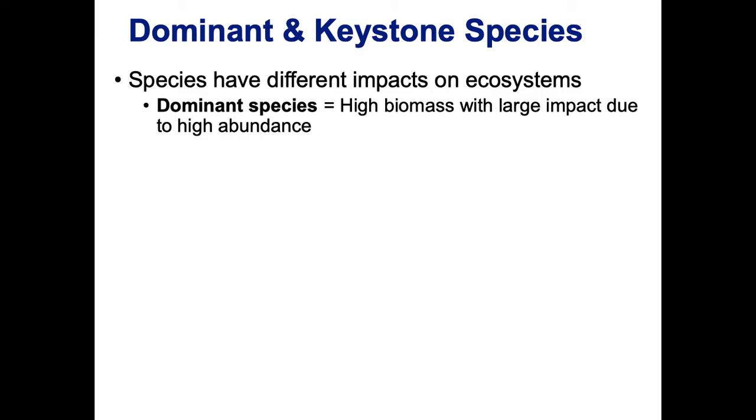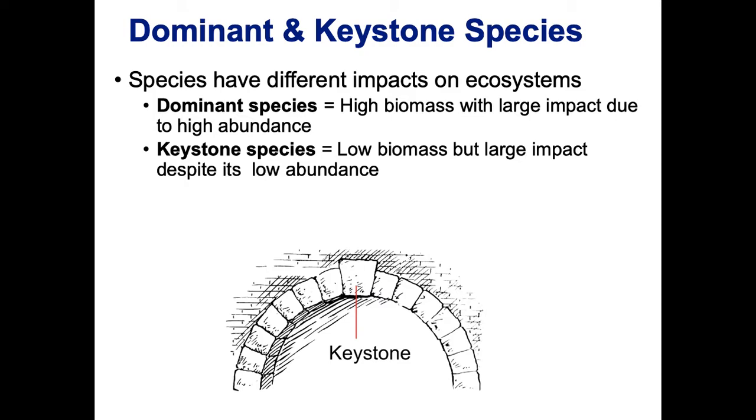This is a species with high biomass, and it has a large impact because there are a lot of individuals of that species. Differently is what's called a keystone species. It's low biomass, so there aren't very many of them, but they have a very large impact, even though they have this low abundance. And a keystone is this stone in an arch.